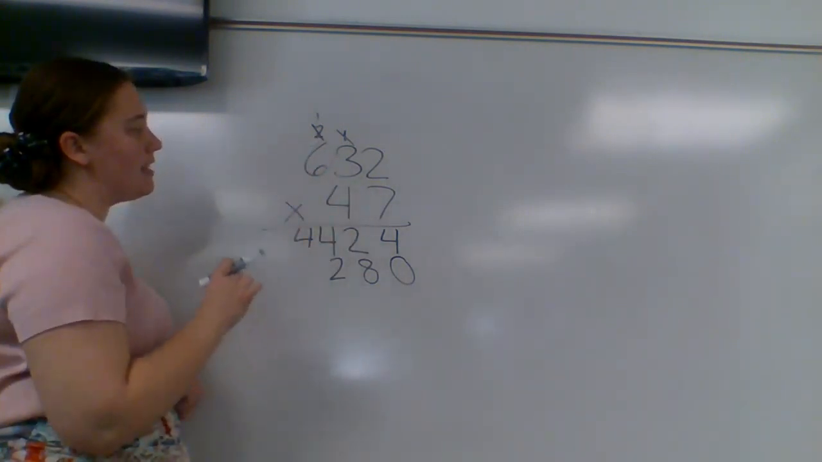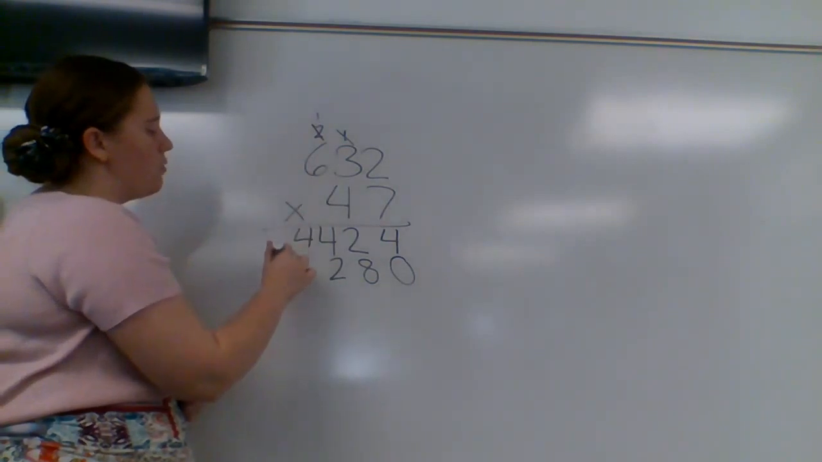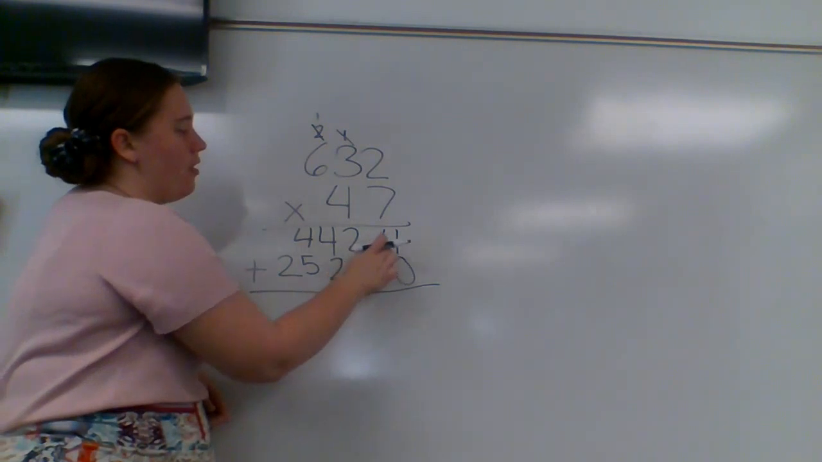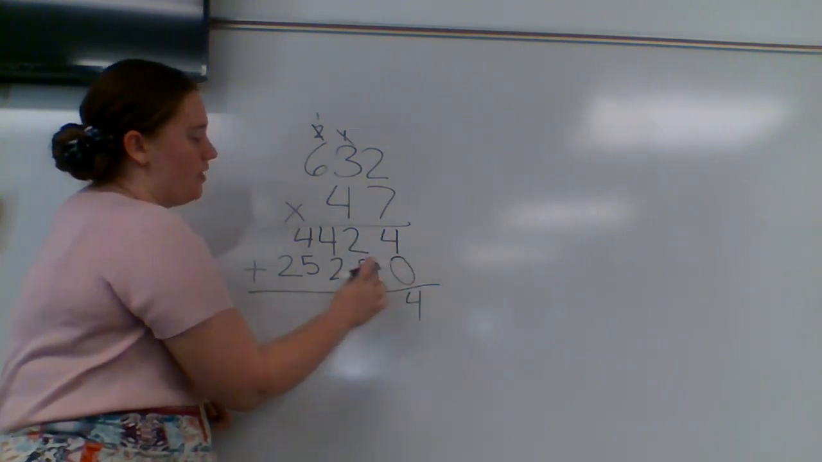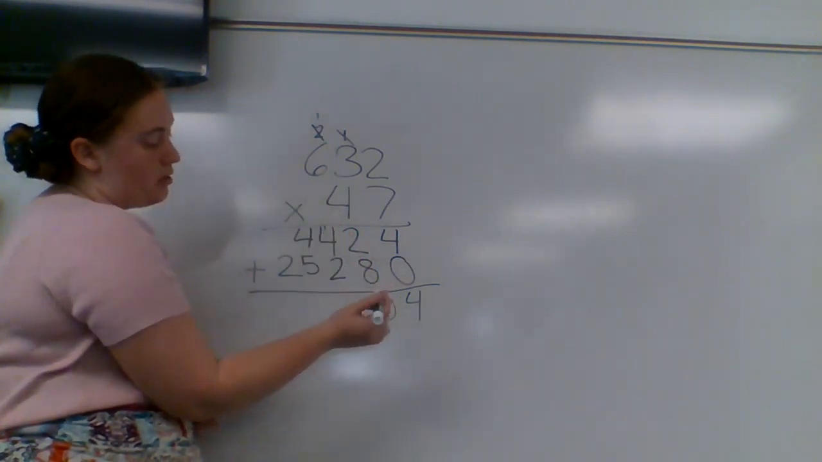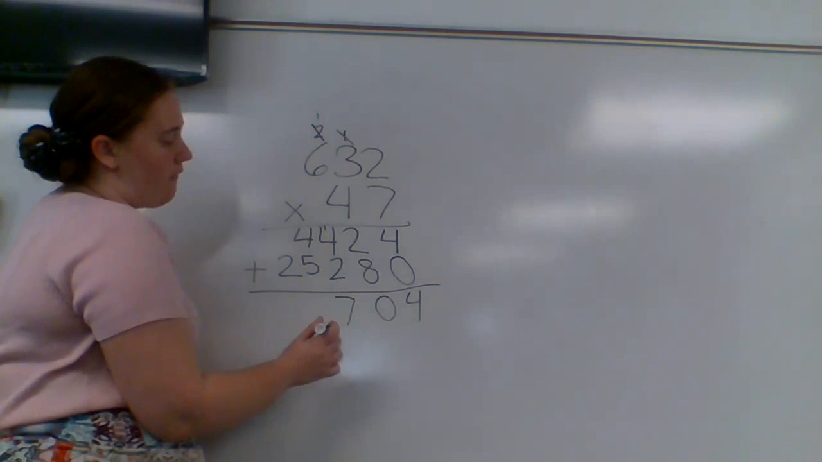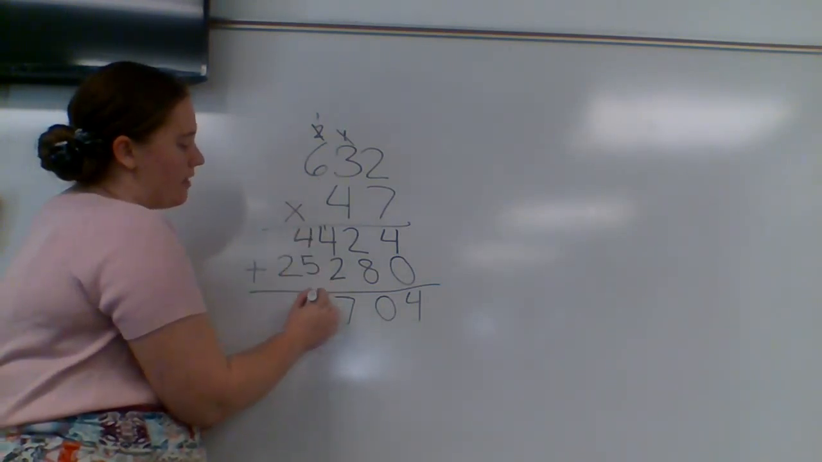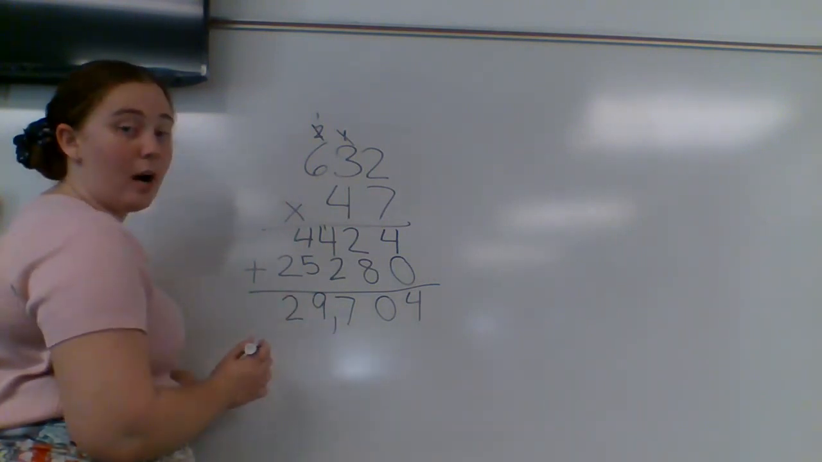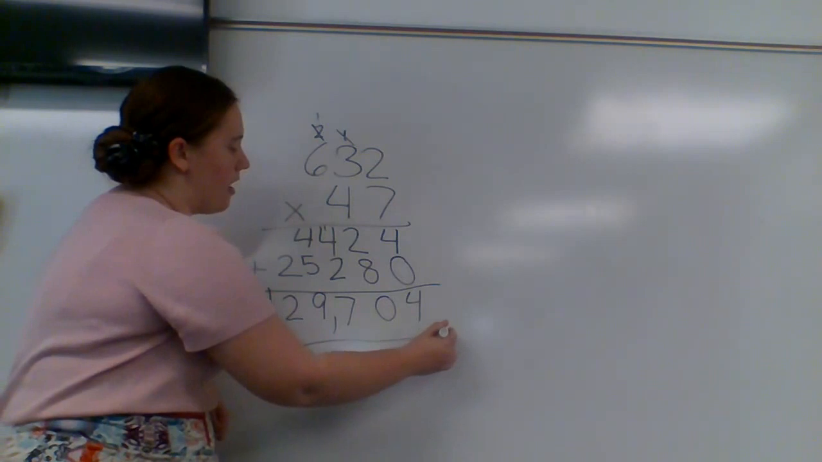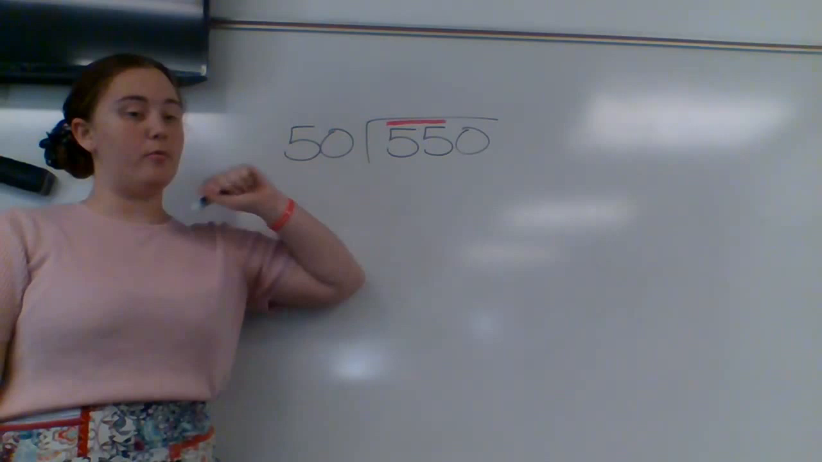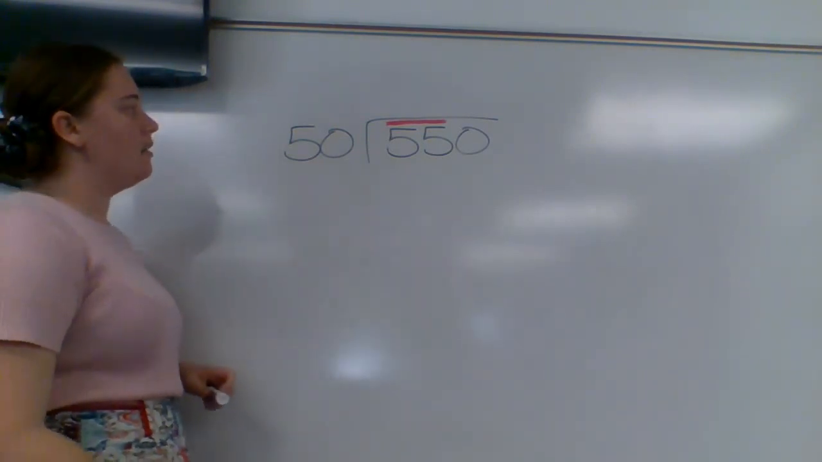4 times 6 is 24, plus the 1 is 25. Now we draw a line, add them together. 4 plus nothing is 4. 2 plus 8 is 10, carry the 1. 4 plus 1 is 5, plus 2 is 7. 4 plus 5 is 9, and 2 plus nothing is 2. Make sure you put your comma there, and your answer is 29,704.